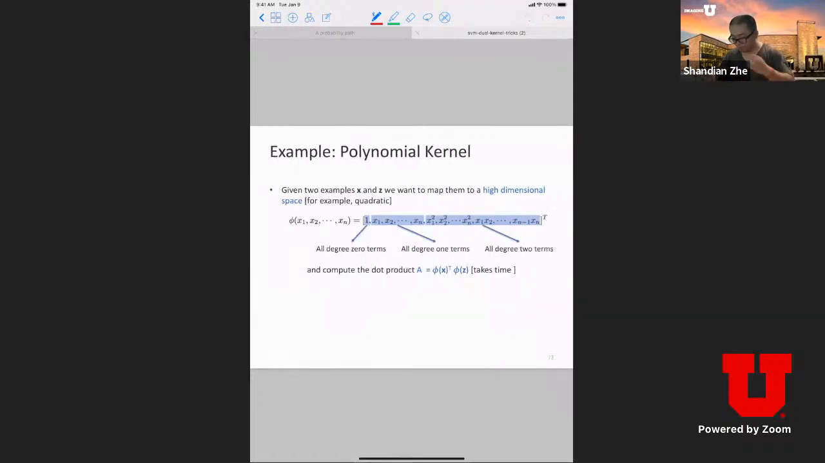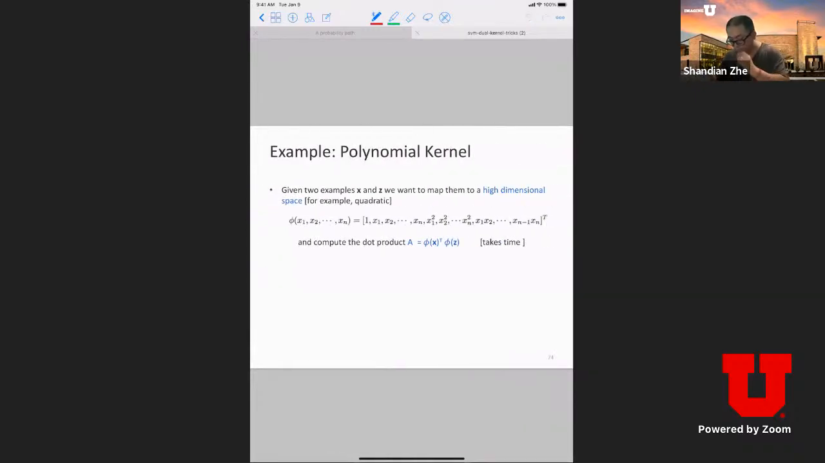So for convenience, we just denote this explicit computation by A. Suppose I want to compute A by first performing feature mapping over x and z, and then calculating the inner product in the mapped feature space. And now we know that it will take time complexity like O(n) squared.